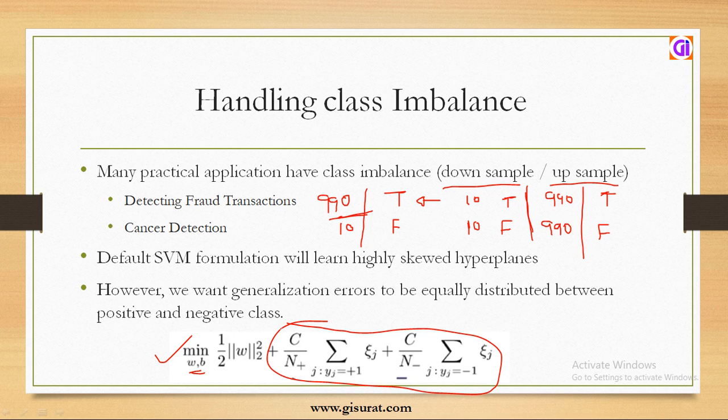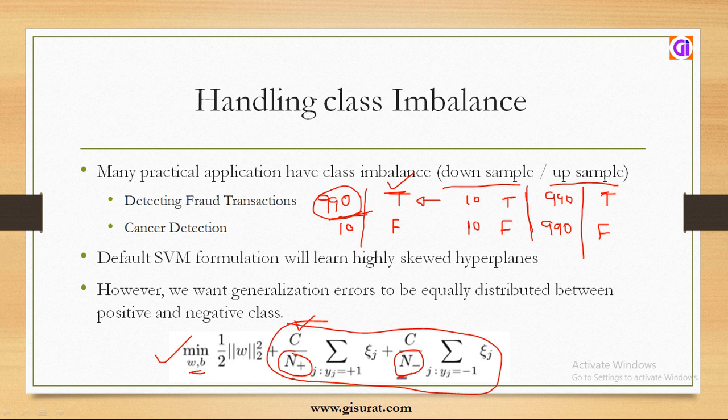What is the slack variable? The slack variable is the distance between the margin and a wrongly classified, or noisy, data point. Now here we write C. That is a parameter which we will provide, divided by n plus, and here C divided by n minus. What are n plus and n minus? N plus is the number of elements which are positively labeled. In our case, let me consider this 990, considering T as the positive label, so here we write 990.